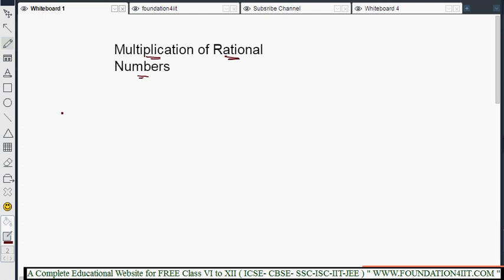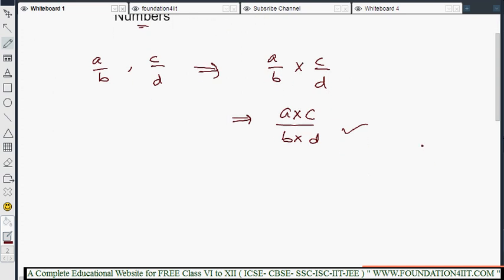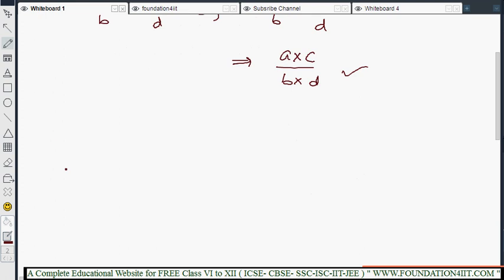So the rule is the product of two rational numbers a by b and c by d. This is a simple formula: if a by b and c by d are two rational numbers, then multiplication of rational numbers is a by b into c by d. That is nothing but multiplying the numerators and multiplying the denominators, that's a into c by b into d. So this is a simple rule. Let us see the examples, and we'll see some properties also in multiplication.